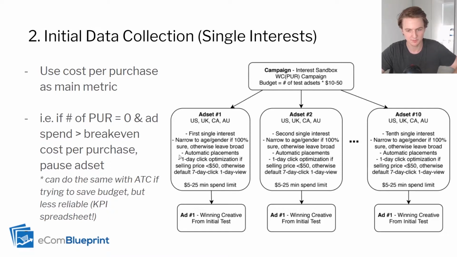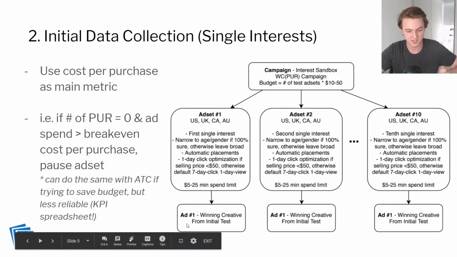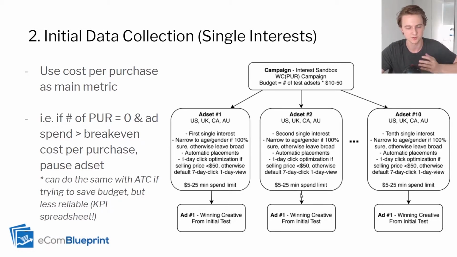And so that's how you want to set up this interest sandbox campaign, just 10 different single interests. Everything else is the same. And then the same ad for each one of the ad sets, which is just your winning ad from the initial test, right? Whichever ad performed best in your initial test, that's all you want to put in these ad sets. If you tested like 5 ads at the start and 2 of them did really well, you can put 2 ads per ad set. That works fine too. But for this example, I just said 1 ad per ad set and the winning creative from the initial test.